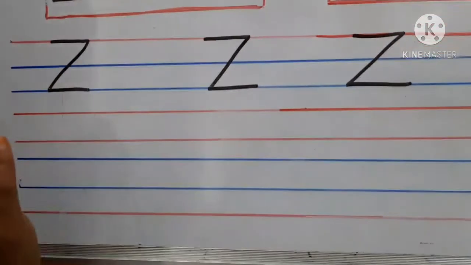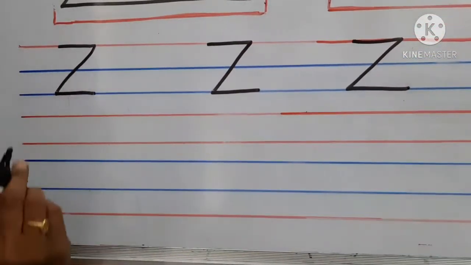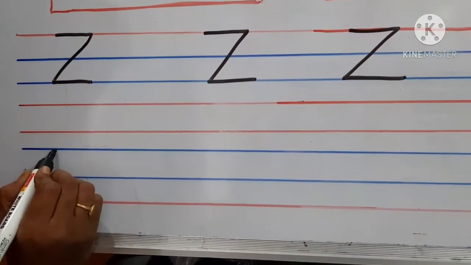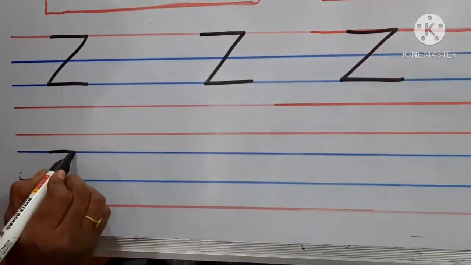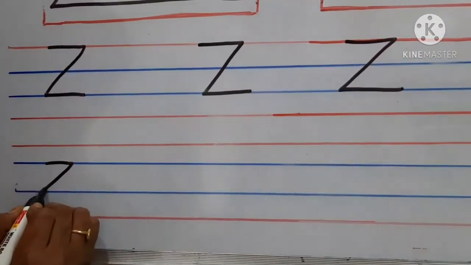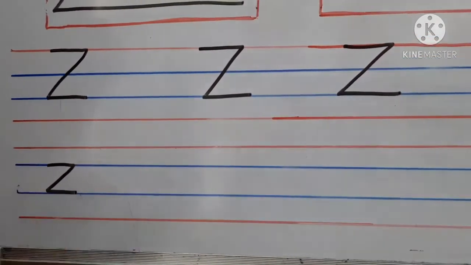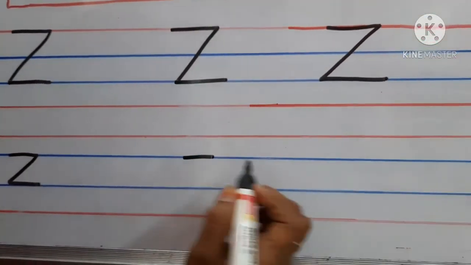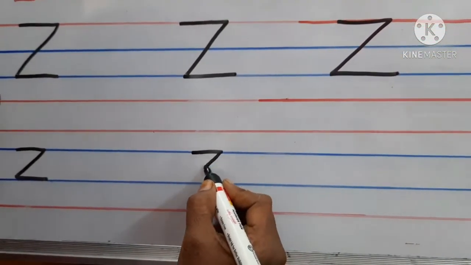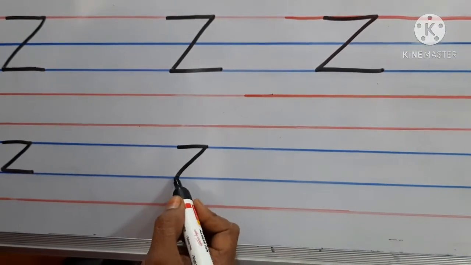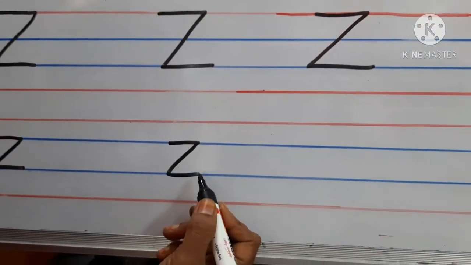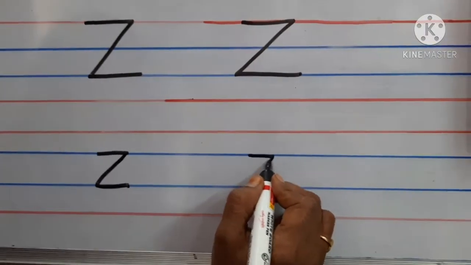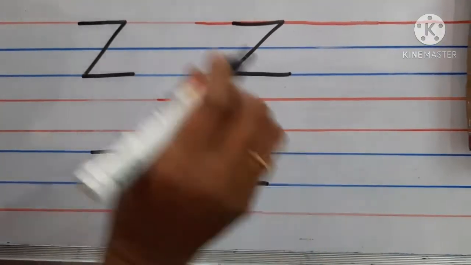Now I will show how to write small letter Z. Small letter Z, how to write in middle 2 lines only. Sleeping line, slanting line and one more sleeping line. Sleeping line, slanting line and one more sleeping line. Small letter Z. Sleeping line, slanting line, one more sleeping line.